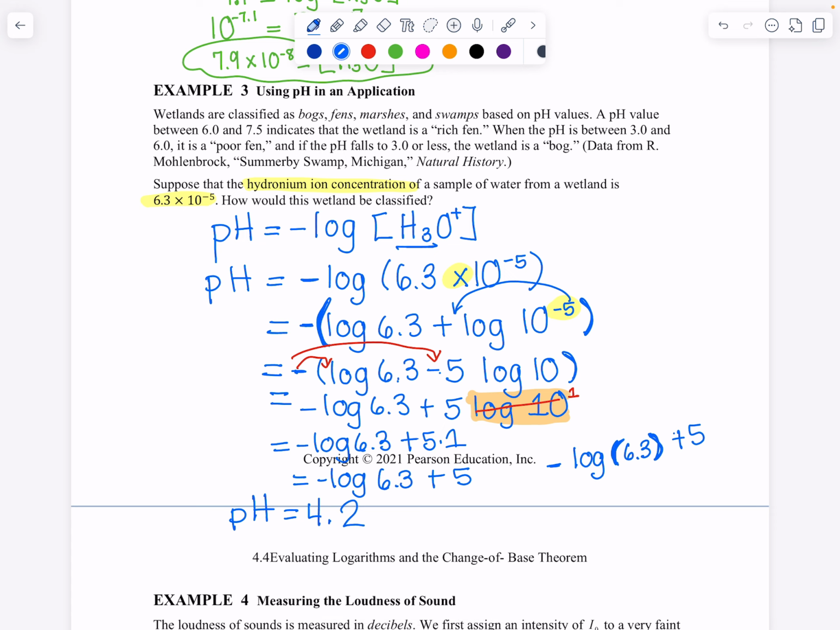Based on the pH, you have to label this. You have to classify this. And look what you have to classify it in. If it's between 0 and 6, this is it. If it's between 6.5, then it's this. If it's 3.0 in this, then it's this. So 4.2 falls in this category right here, 3.0 and 6.0. So this is classified as poor, okay? And that is just us finding pH in order for us to classify it as that, okay?